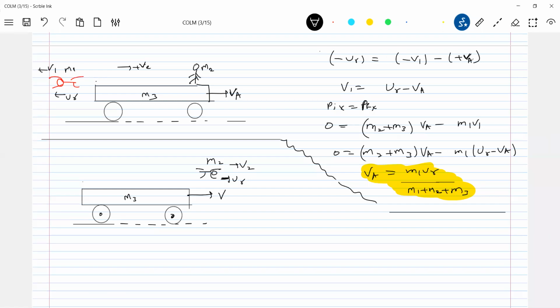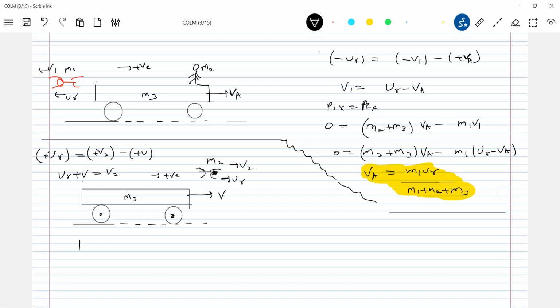Before the second person makes a jump, what is the initial momentum of the system? M2 plus M3 into VA, and we know the value of VA. How to get this relationship? Again, the relative velocity idea: plus UR is equal to plus V2 minus plus V. We are interested in V2, no? So UR plus V equal to V2. Check once, look at the signs there. Anything directed towards right is positive.